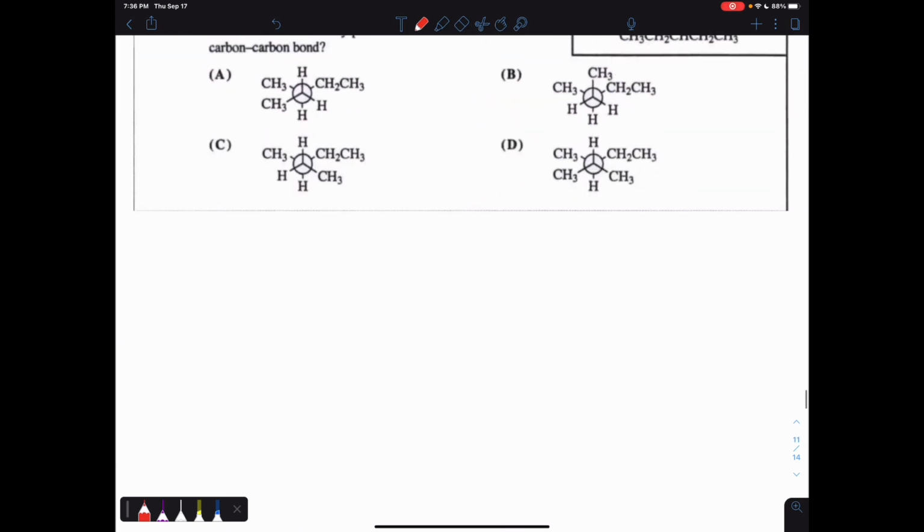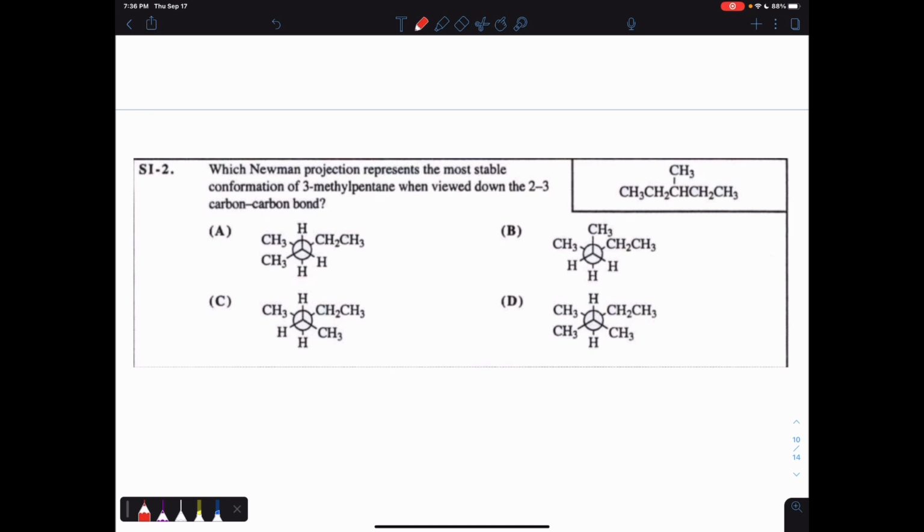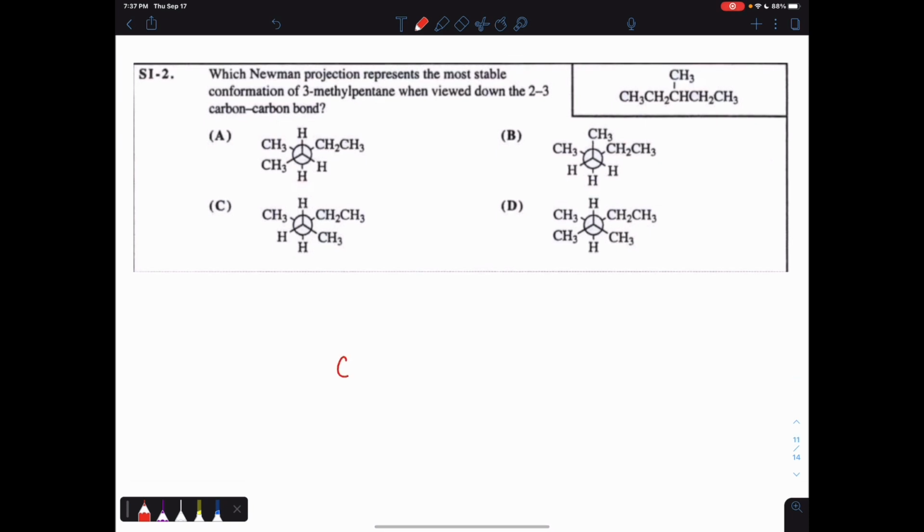So on the last multiple choice question that I have for today, it's going to be which Newman projection represents the most stable conformation for 3-methylpentane when viewed down the 2,3 carbon-carbon bond. So let's draw this out. CH3. So carbon 2 and carbon 3.